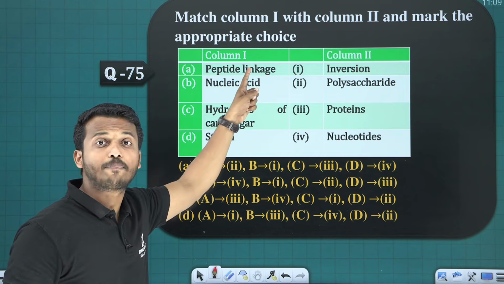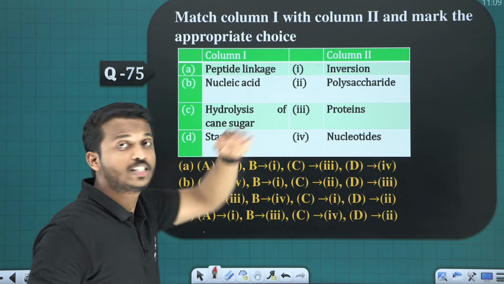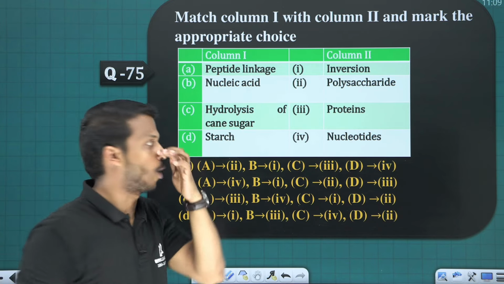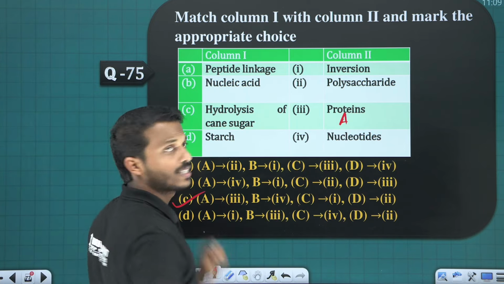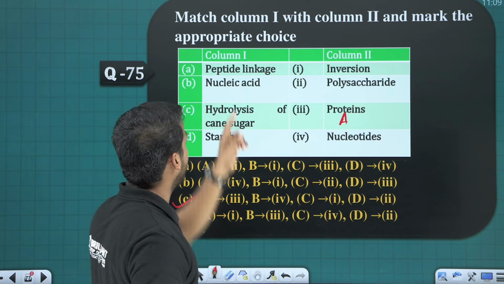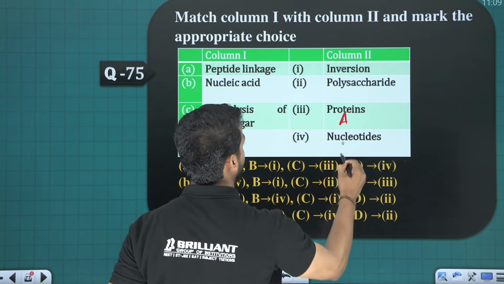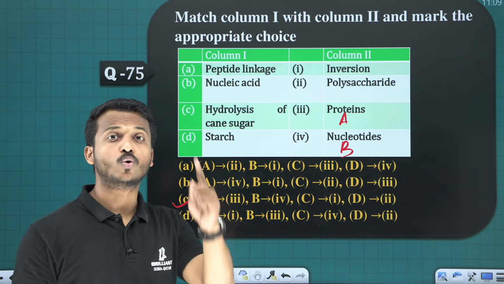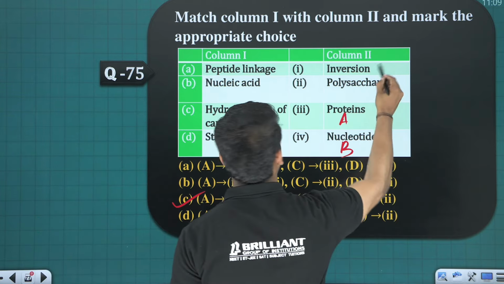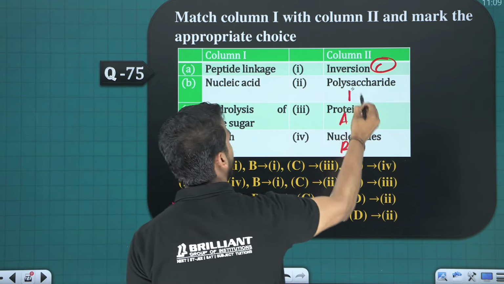Next one, match the column. Where you can see peptide linkage. Peptide linkage is between amino acids in protein. So this is A with the third one, that's C. Nucleic acids, what are they? Nucleic acids are made up of nucleotides. Ready? Hydrolysis of cane sugar. Cane sugar means sucrose. Sucrose is an invert sugar, inversion. And starch is a polysaccharide.